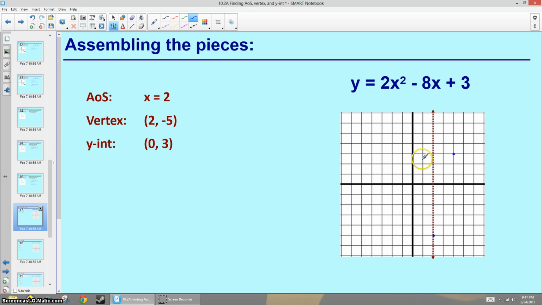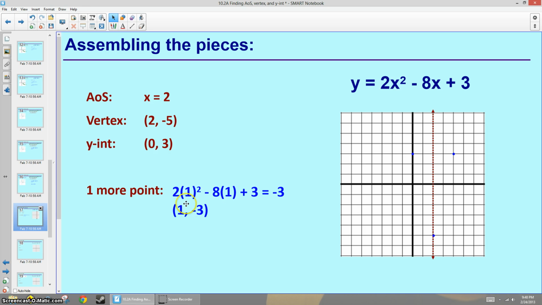In this case, it looks like if I choose an x value of x equals 1, or find the point on the curve that is at x equals 1, I can get one more point out of the deal. So we have to get one more point so that we can then reflect that one over. And I said x equals 1 would be a fantastic decision. Okay, so let's plug in 1 for x and see what happens. If you do that, you get 2 times 1 squared minus 8 times 1 plus 3 equals -3. So I have another point that I can plot at 1, -3. So I can plot that point right there.